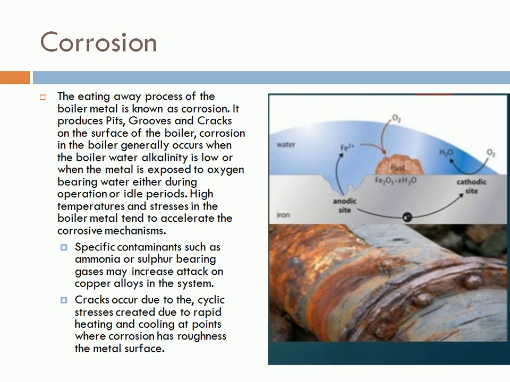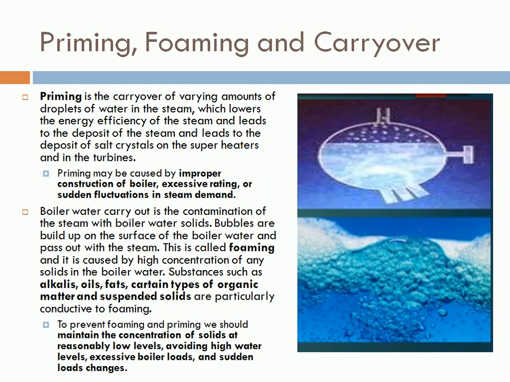And specific contaminants such as ammonia or sulfur-bearing gases may increase the attacks on the copper alloys in the system, and this type of cracks occur due to the cyclic stresses created by the rapid heating and cooling at the points where corrosion has roughened the metal surface also. So this one is the second effect of the impurities, corrosion. Third one is priming, foaming and carryover.